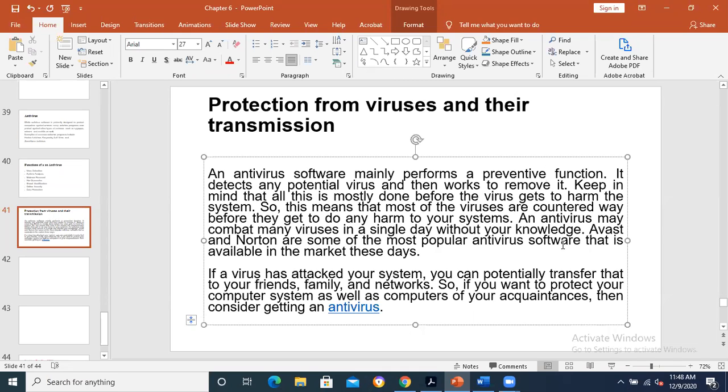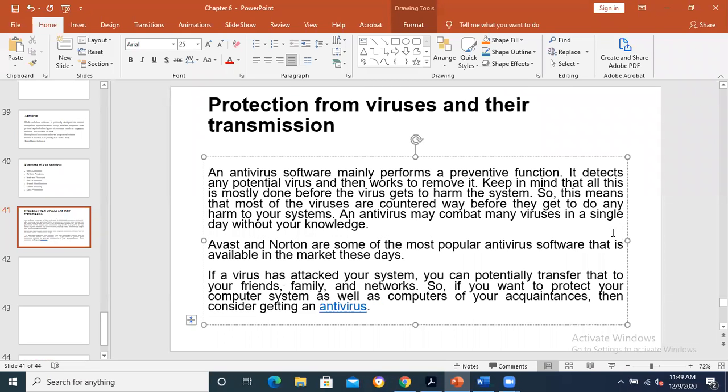It means the virus has not entered your computer system and your antivirus is going to protect your computer system before it enters. So most of the viruses are countered way before they get to do any harm to your system. An antivirus may combat many viruses in a single day without your knowledge. It is basically protecting your computer system all the time, when you are connected to the network or the internet, using USB, whatever you are doing, it is dealing with the virus which is trying to enter your computer system.